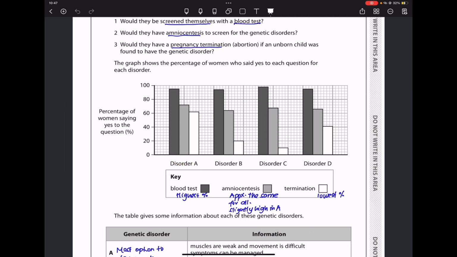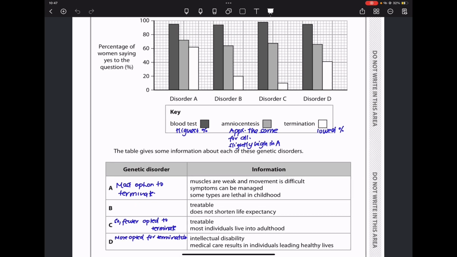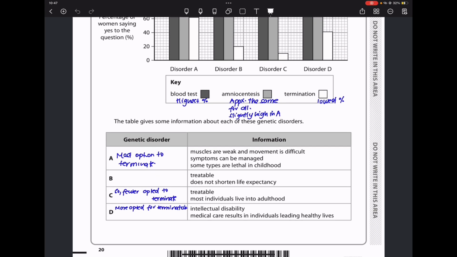For disorder A, we see more said blood test. Actually, for all disorders, we can see more women were willing to take a blood test. And then the next was amniocentesis, and lastly was for termination. For each disorder, fewer mothers were willing to do termination. When we go down here, there is a table. They say the table gives some information about each of these genetic disorders.